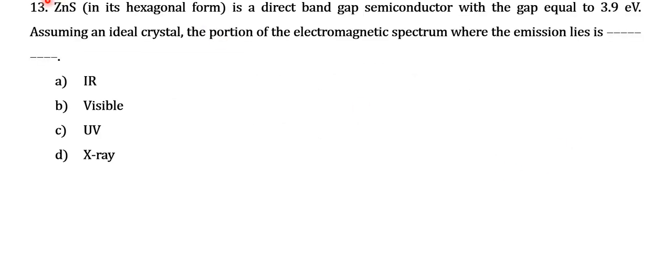So next is: zinc selenide in hexagonal form is a direct bandgap semiconductor with a bandgap value of 3.9. Assuming an ideal crystal, the portion of the electromagnetic spectrum where emission lies is dash. So you know the bandgap value, and based on it you have to calculate the wavelength. Once you calculate the wavelength, you have to say which part of the spectrum it lies in, whether IR, visible, UV, or X-ray. It's a rather direct question.